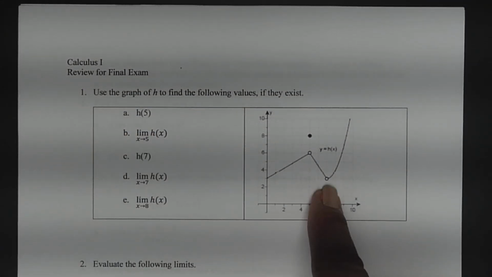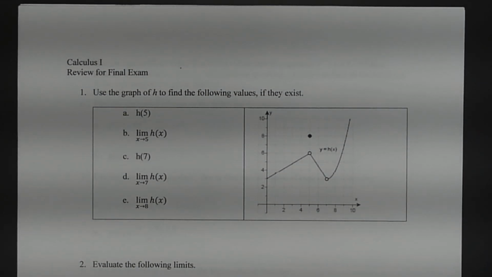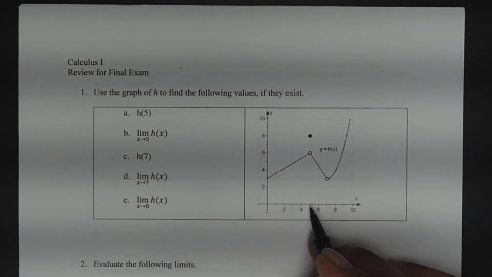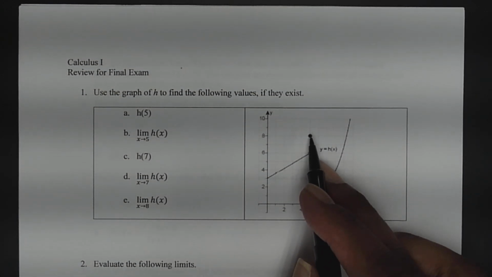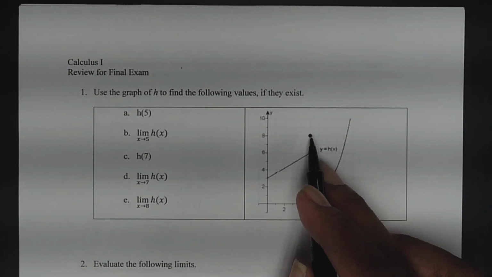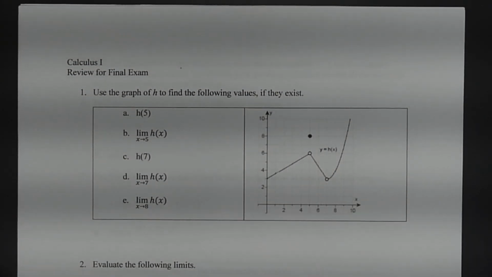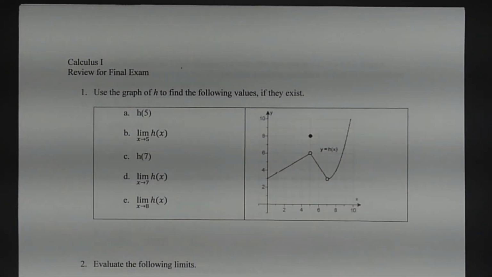Here we're going to use the graph that's on the right-hand side to find the following values if they exist. So with h of 5, we go to 5 on the x-axis. And notice here that we do have a point at 5. And the y value, or the h of x value that corresponds to that point at x equals 5 would be 8. So that means h of 5 would be 8.